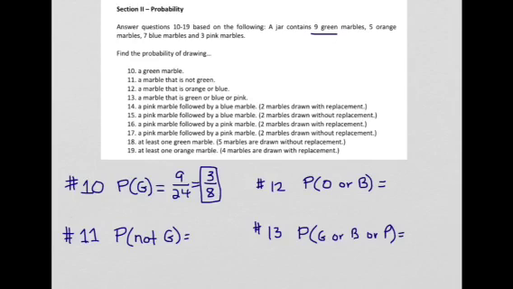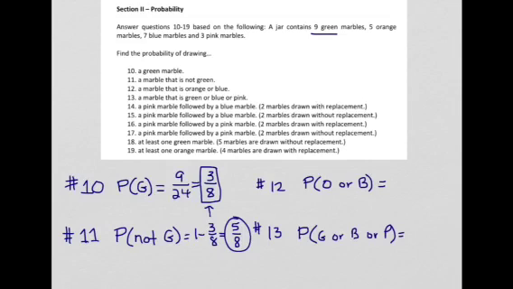In the next problem, we want to find the probability that the marble chosen is not green, and I can actually use the previous answer since that's simplified. I just take 1 minus the probability that it's green, and 1 minus 3/8 is 5/8, and so that's my final answer for that one.